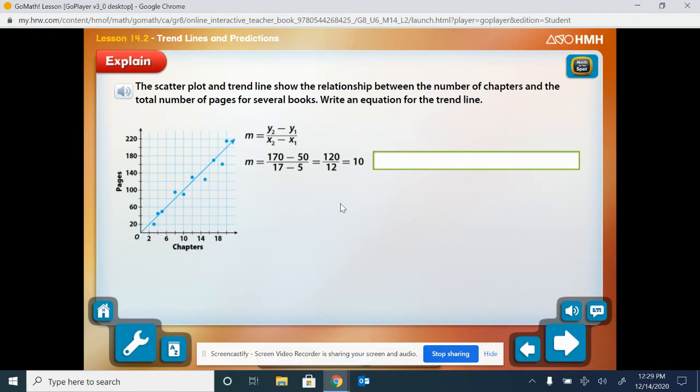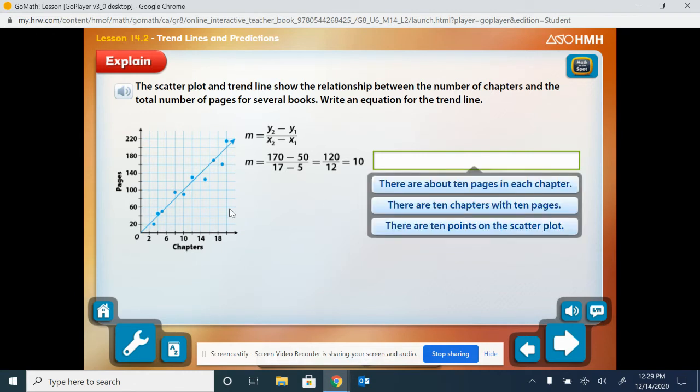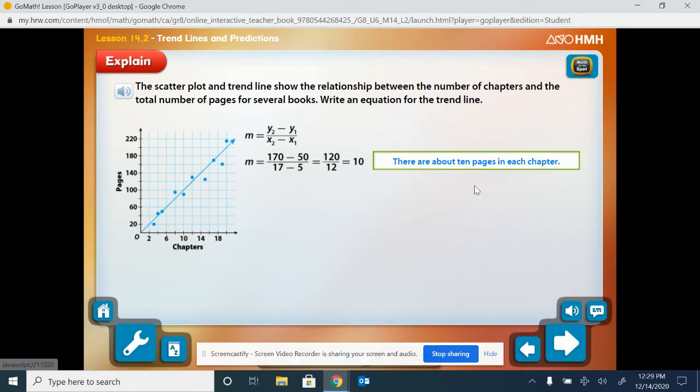What does this number mean in terms of the problem? So it says 10 pages per chapter. So there are 10 pages in each chapter. Great! The slope is the relationship between the variables on the x and y axes, chapters and pages. The slope shows that each chapter averages about 10 pages.